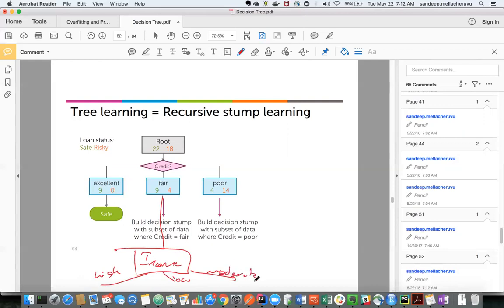Try to learn one decision stump again and split these 13 data points. Overall, there are 13 data points, 9 as safe loans, 4 as risky loans. All these 13 data points, try to split again. If you split again, hopefully we are going to get another set of pure nodes. That is the reason why we are splitting again.